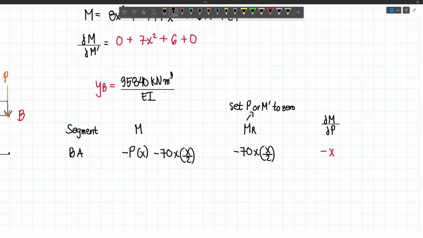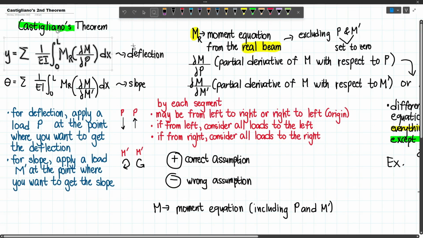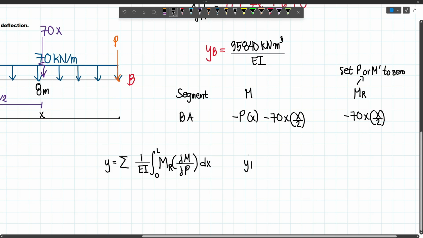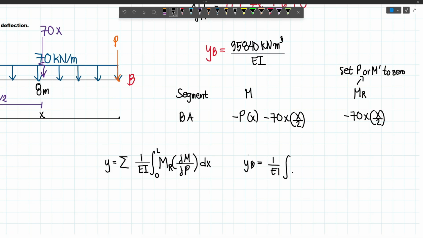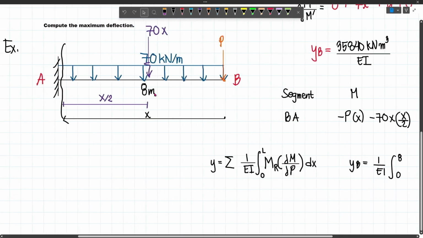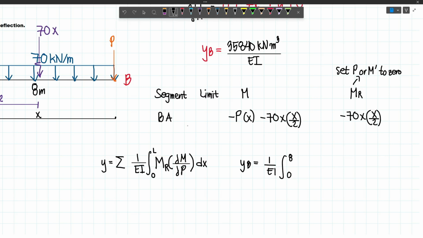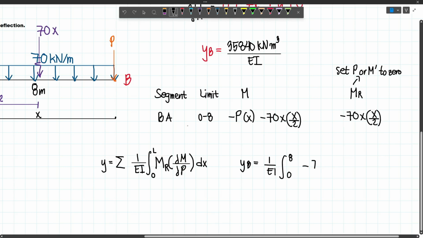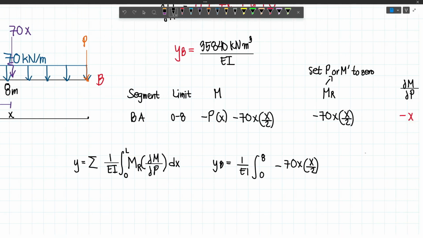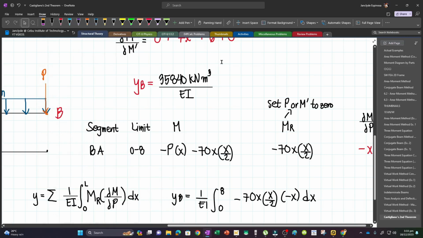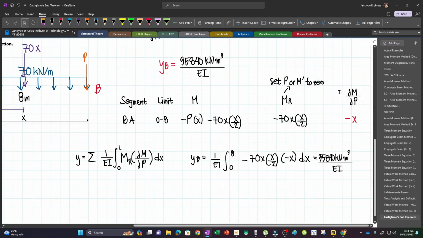And then what we will do is apply this equation, because the question is deflection. So let's copy this. This will become yb equal to 1 over ei, and then the limit from 0 to 8, because our span is 8 meters. Our limit is from 0 to 8. And then our mr is just simply negative 70x times x over 2, multiplied by dm over dp, which is negative x. So times negative x, and then we have dx here. And so this will give us 35840, which is the same as in our virtual work. So this will be 35840 kN m cubed divided by ei. And so notice that this partial derivative of m with respect to p is just mv.